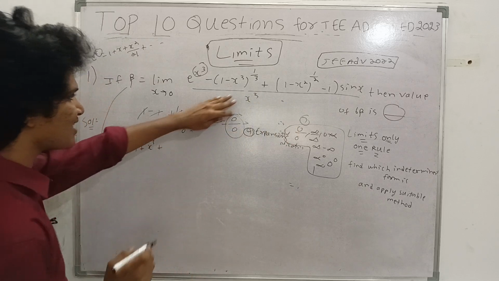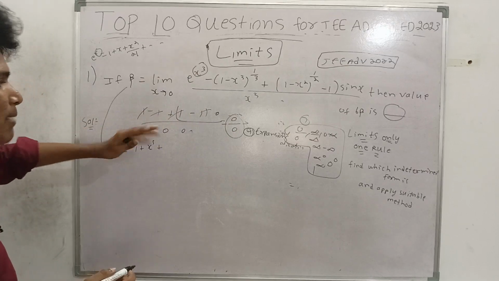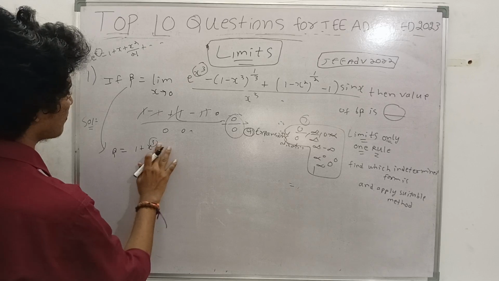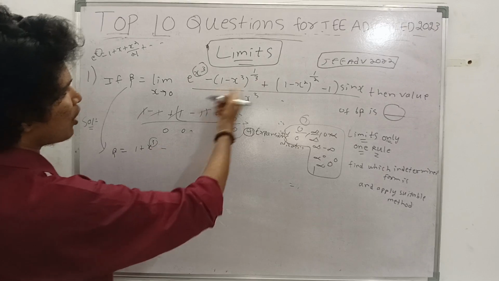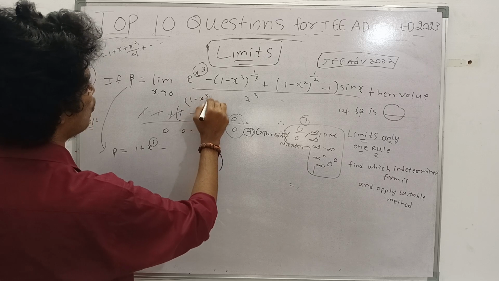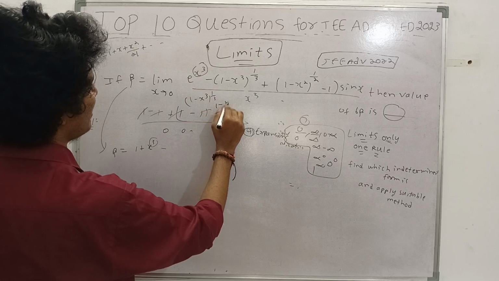So in the denominator, if it is x cube, we have to take up to x cube times only. So I am taking x cube times only the numerator. Minus, and it is binomial approximation. I can write 1 minus x cube in whole power 1 by 3 as 1 minus x cube by 3.